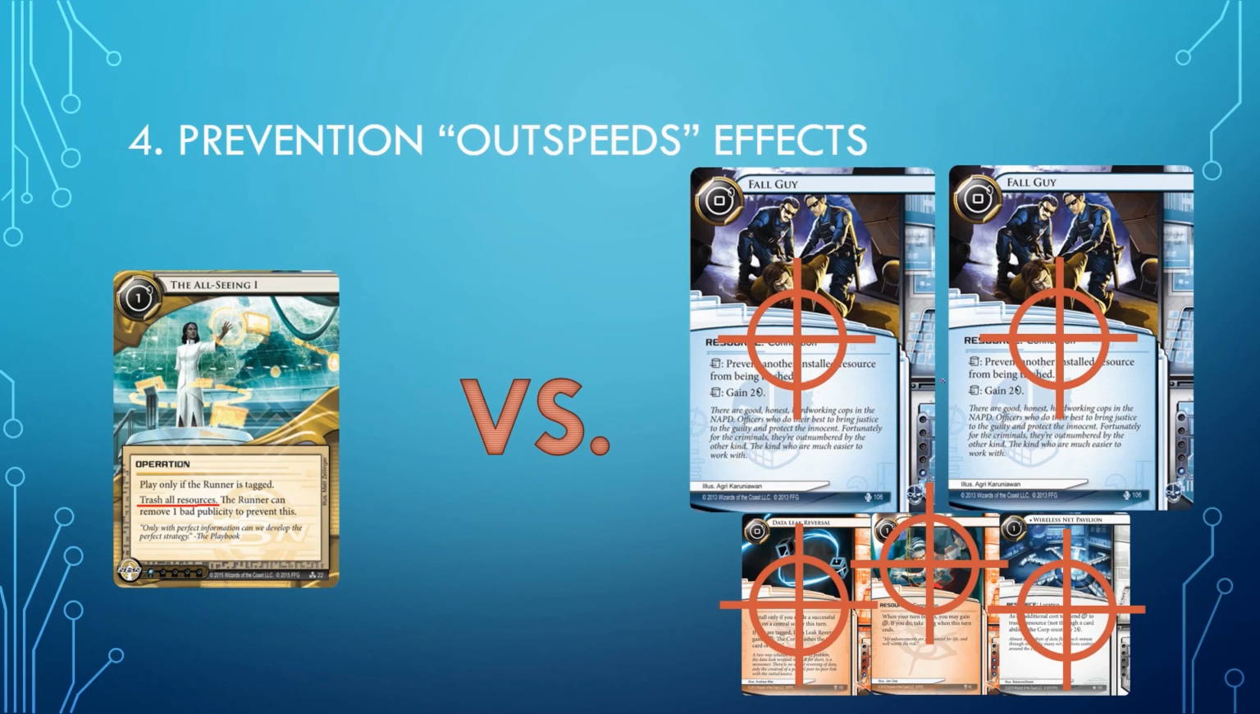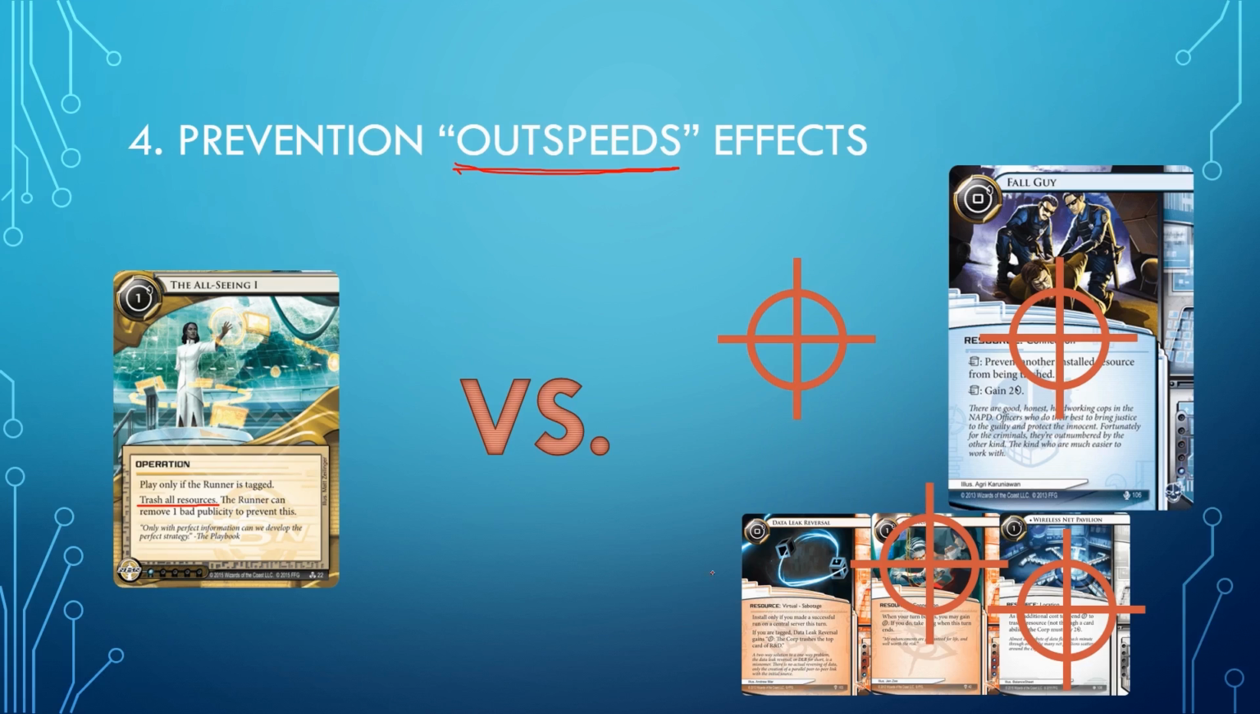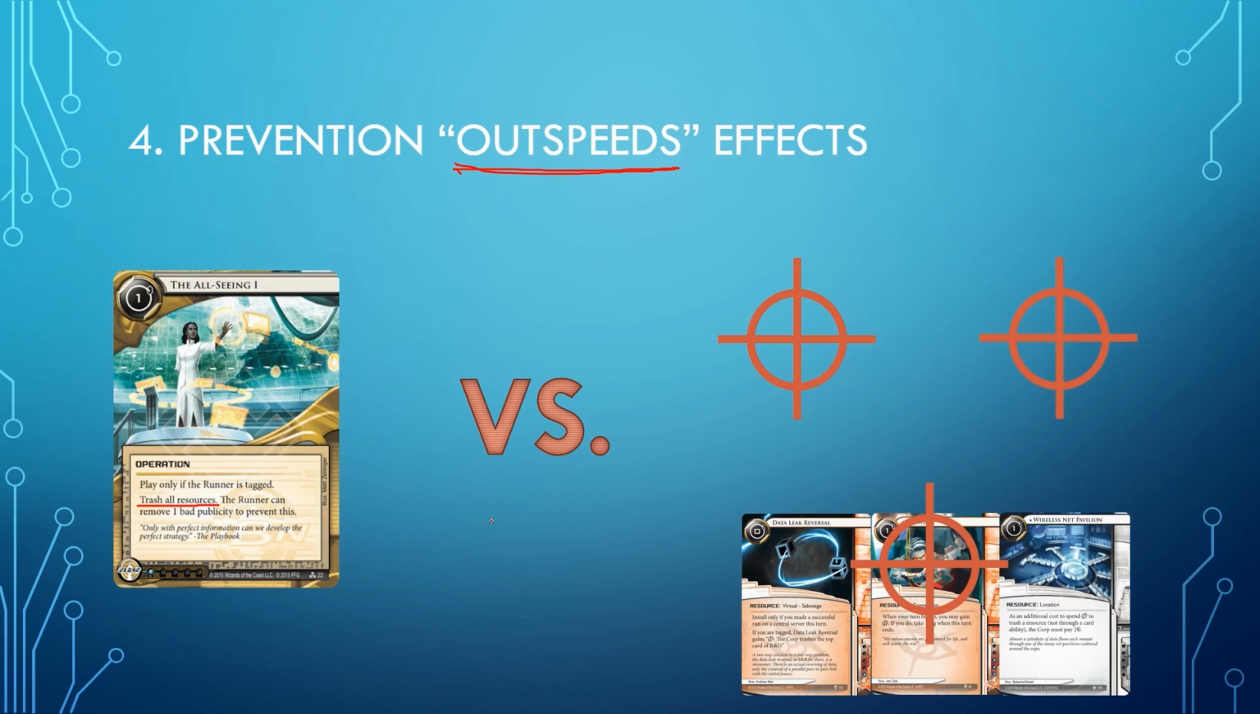Before these targets get to resolve, before we trash all these targets, we have to resolve prevention effects first because they outspeed the act of resolving the trashes. So how can we prevent the resource trashing? We can use Fall Guy. This runner happens to have 2 Fall Guys installed. We can use one Fall Guy to prevent one of the resource trashes. In this case, we choose to protect DLR, thereby removing the target from it. Similarly, we use the second Fall Guy to protect Wireless Net Pavilion. We remove the crosshair from it as well.